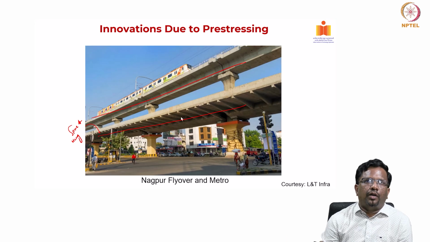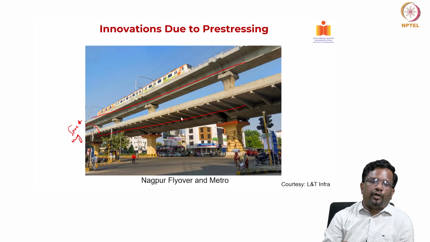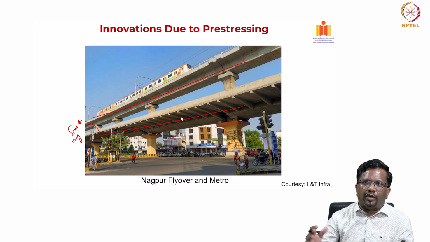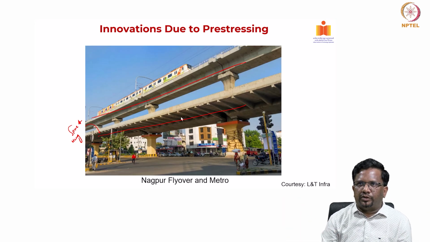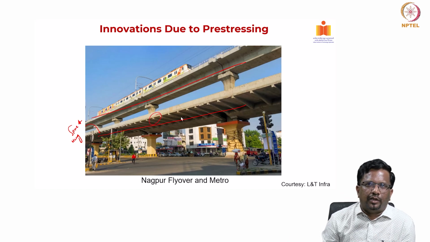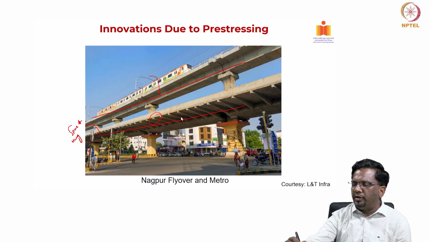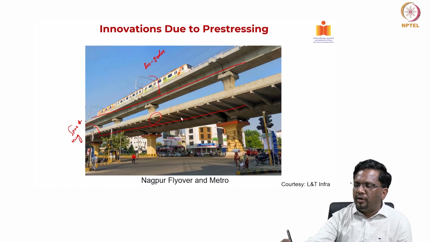Again, they are all PT. Their segments are cast, and then they are run PT cable from one end to another end. They are prestressed together to form this, and then these elements are cast separately, and then they are attached separately. And this is a typical box girder segmental construction.